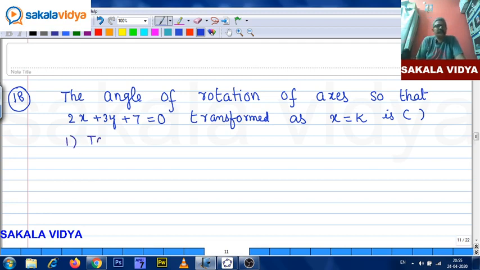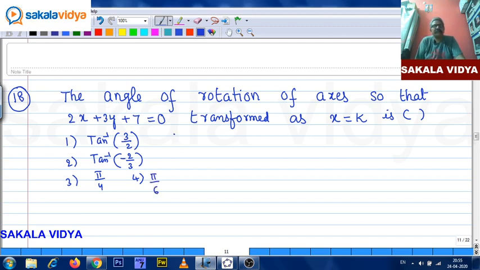First option, tan inverse of 3/2. Second option, tan inverse of -2/3. Third option, π/4. Fourth option is π/6.